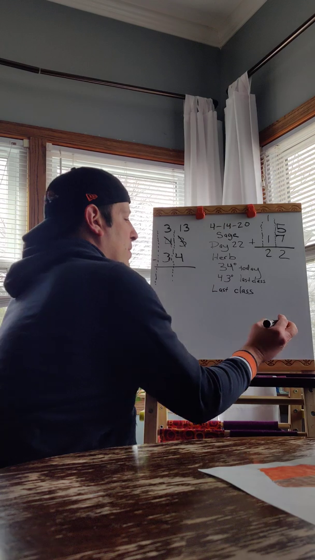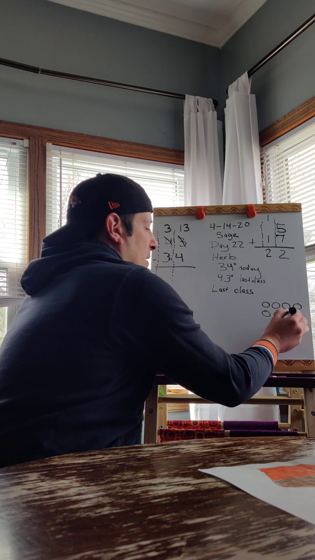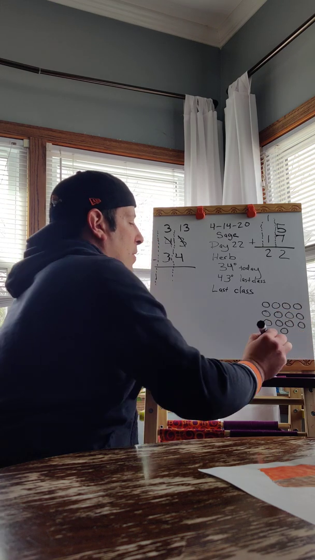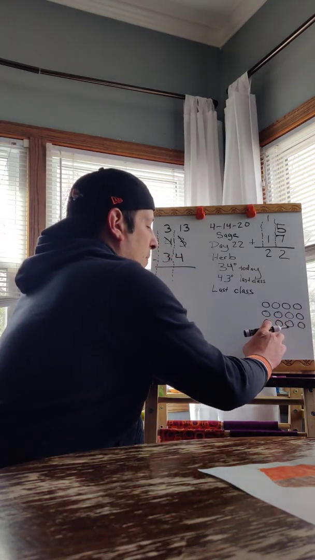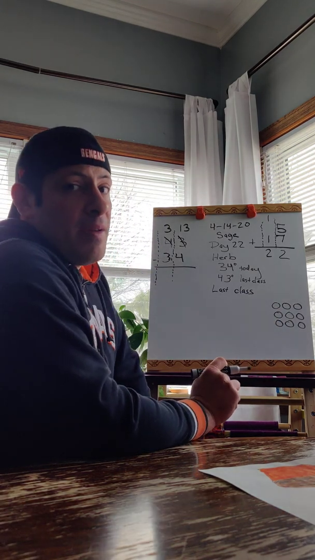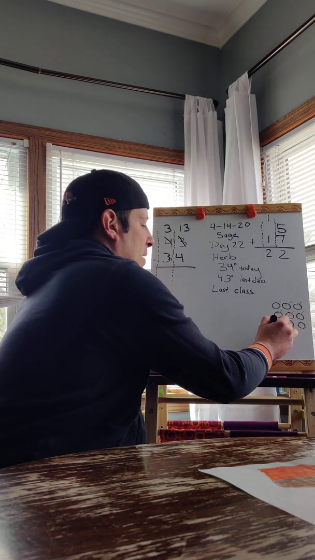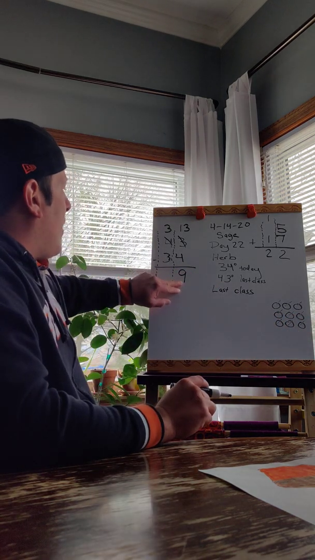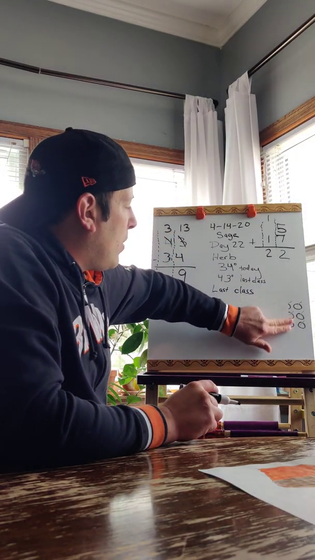I'm going to draw 13 beach balls. 1, 2, 3, 4, 5, 6, 7, 8, 9, 10, 11, 12, 13. Going to take away 4. 1, 2, 3, 4. Let's count how many beach balls are left. 1, 2, 3, 4, 5, 6, 7, 8, 9. I have my number here. This column is complete. I'm going to work on this column now. Erase my beach balls.